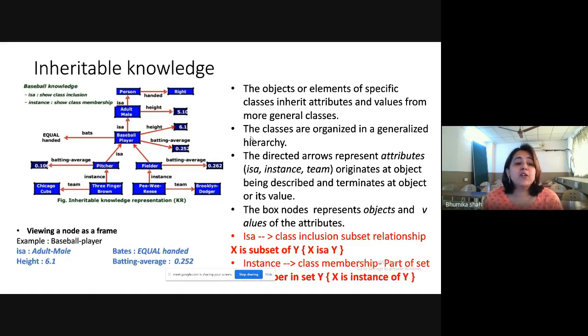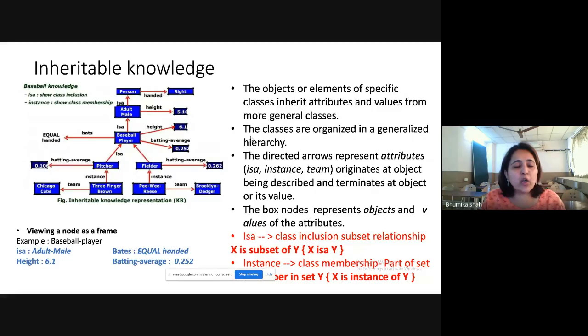So if we read this diagram bottom to top, let us talk about Three Finger Brown and Pee Wee Reese. These two are pseudonyms or alias names of baseball players. If we start from Three Finger Brown, he is a player who belongs to the team Chicago Cubs. So team is the attribute over here, and the value of the team attribute is Chicago Cubs. Are you getting what I'm trying to say?